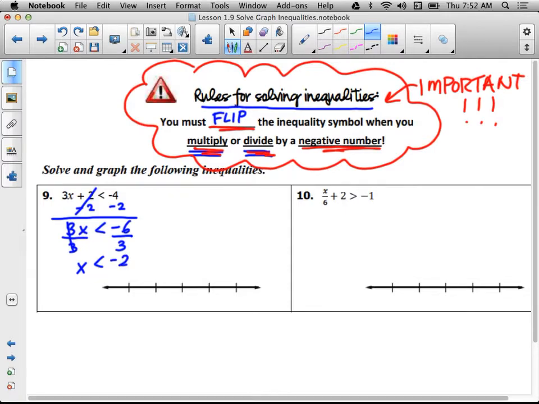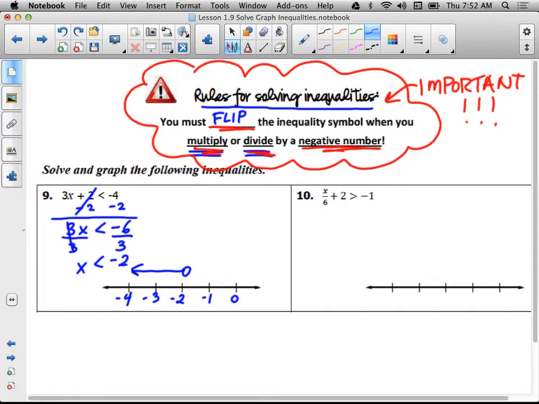Even though we had a negative 6 and a negative 2 in our answer, we did not multiply or divide by a negative number, so we leave it alone. No flipping. So I'm going to put negative 2. I like to put it right in the middle of my number line where I'm going to be graphing it. That's going to be an open circle because it does not have an or equal to.